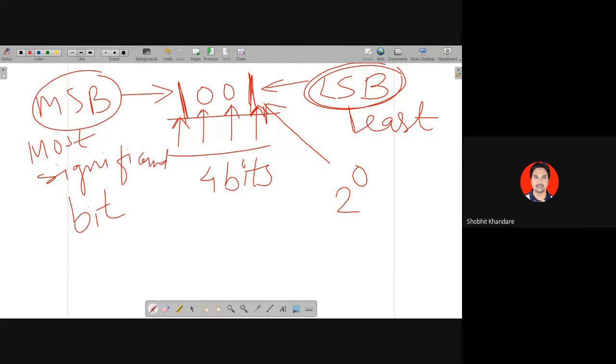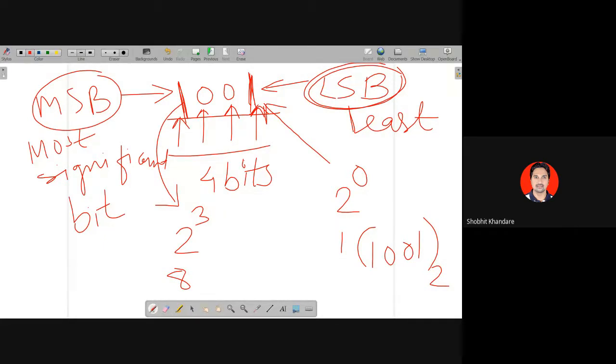Now मैंने जब लिखा था आपको 1001, and as you know that this is a binary number, so the base of this binary number comes to be 2. So what is the weight of LSB? It is 2 to the power of 0. What is the weight of this one? It is 2 to the power of 3. Now when you say 2 to the power of 3, it comes to be how much? 8. When you say 2 to the power of 0, the weight comes to be 1.